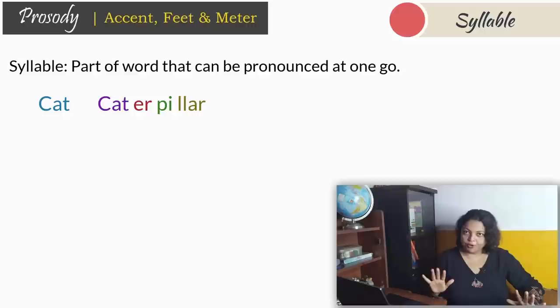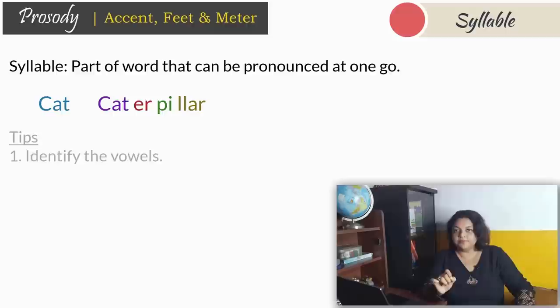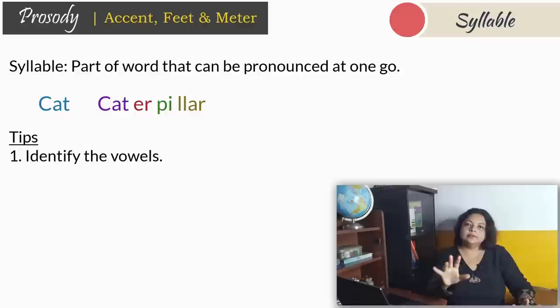Now I hope you're getting the point. So I'm going to give you a very quick tip to understand how many syllables there can be in a word. See, whenever you look at a word, first try to identify the vowels. You know what vowels are, A, E, I, O, U, and when Y is used at the end, it's also a semi-vowel, so you know about all that. So first, identify the vowels.